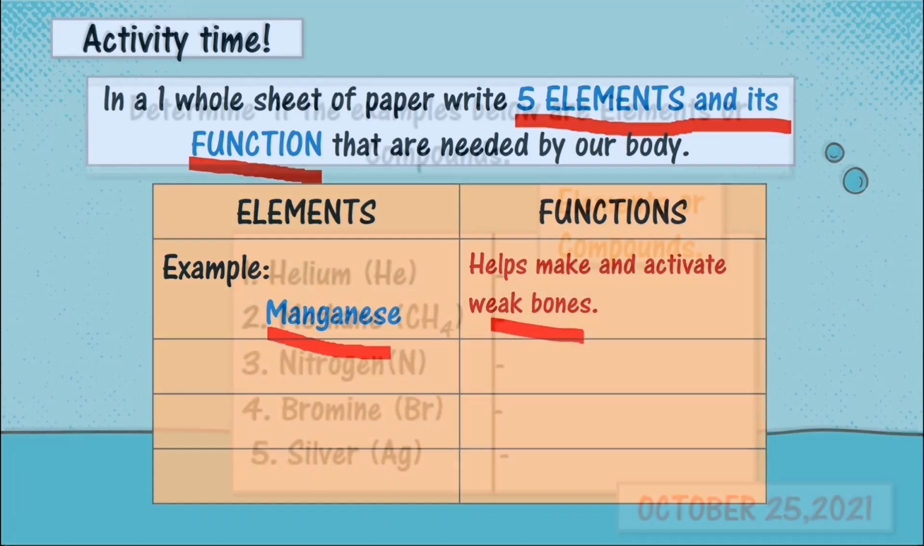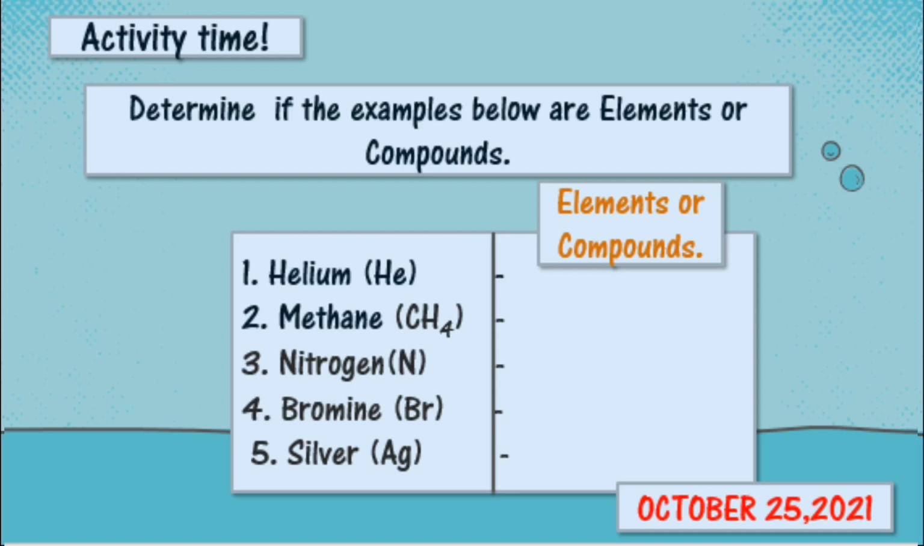Another activity, you are going to determine if the examples below are elements or compounds. So, imong i-identify kung element ba siya or compound. So, you are going to write elements or compounds. Okay, so you are going to pass it on October 25, 2021, Monday.